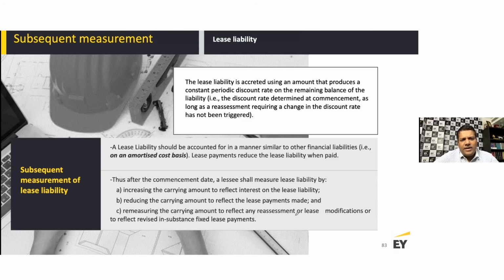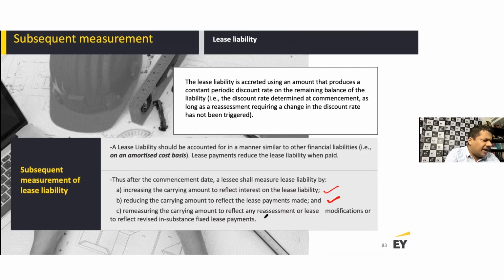Thus, after the commencement date, a lessee shall measure lease liability by increasing the carrying amount to reflect the interest on lease liability, and reducing the carrying amount to reflect the lease payments made, right? So I'm going to increase it with the interest, which is unwinding of the discount, right? And then I'm going to reduce it by the cash which I paid out, right?